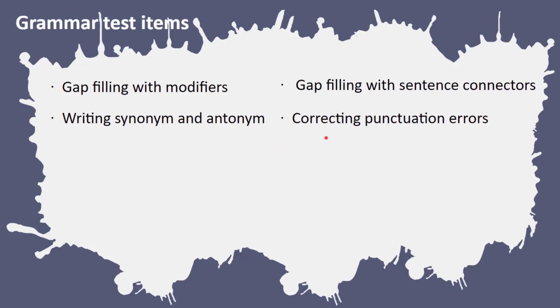And then correcting punctuation errors. In your earlier syllabus, you corrected the punctuation errors. That means you have used the punctuation marks in the text. But here, one new problem, that there will be 10 errors in punctuation and you have to correct them.